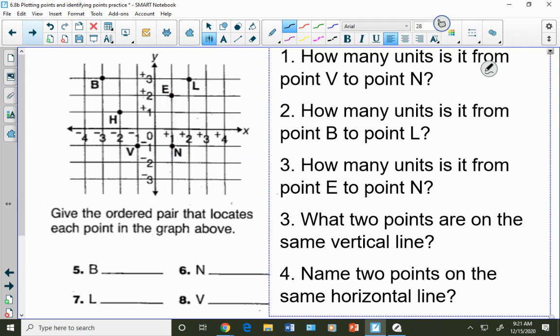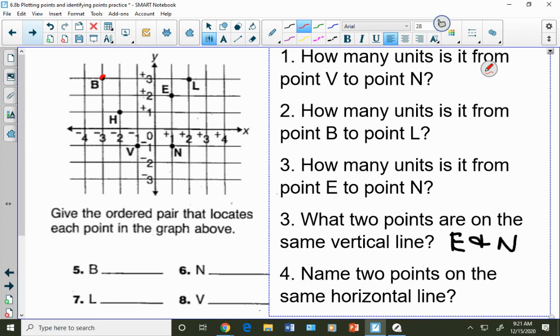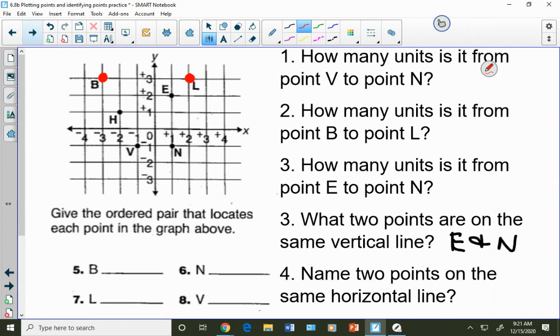So the answer to this is what 2 points are on the same vertical line as E and N. Okay, horizontal goes side to side, so that's what number 4 is saying. So we got B and we got L on the same horizontal line. We also have B and N. Okay, but let's do B and L. B and L are on the same horizontal line.